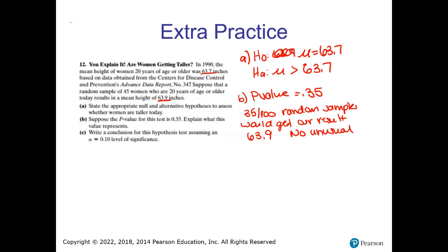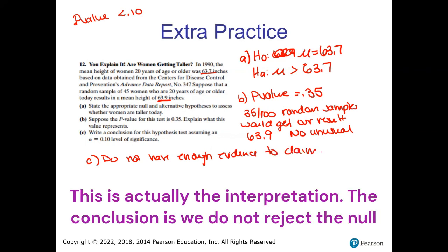Remember, for there even to be a slight chance that we have enough data here, the p-value had to be smaller than 0.10. Remember that 0.10 was the highest we were going to go. Anything above that, we're not going to have significant evidence. It's not anywhere near unusual. So C then, write the conclusion. Well, if the p-value is 0.35, that is clearly greater than our alpha of 0.10. So we do not have enough evidence to claim women are taller than 63.7 inches today.